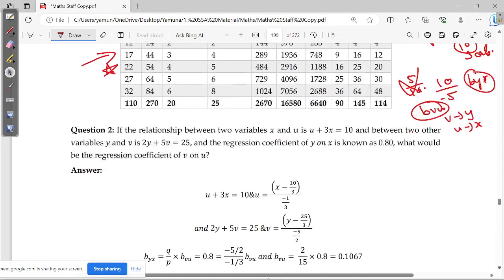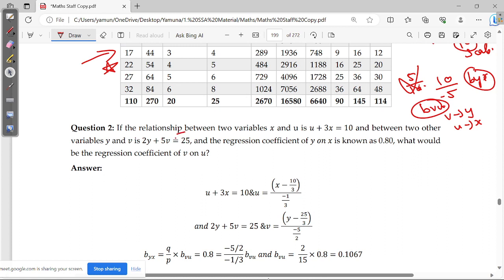Okay, second problem. If the relationship between the two variables x and u is given to be u plus 3x is equal to 10, and between the other variables y and v is given to be this one, the regression coefficient of y on x is 0.8, what will be the regression coefficient of v on u? So you know that b_vu is equal to q by p into b_yx, right?